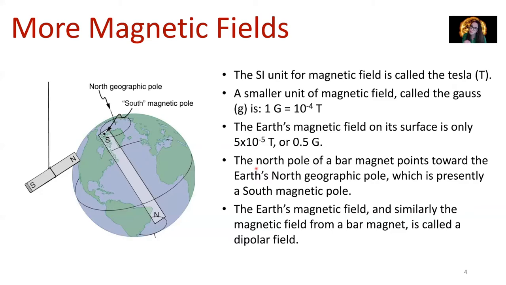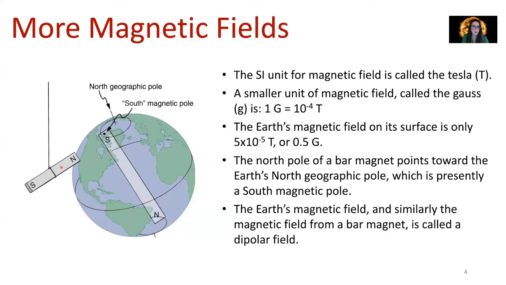So the north pole of a bar magnet points towards the Earth's north geographic pole. When people first started to experiment and play around with magnetic items, they realized that if they took a little magnetic piece and suspended it in air, one side of that would always point toward north on the Earth, toward the north geographic pole. So they called that part of the magnet the north pole of the magnet because it always pointed toward our north geographic pole.